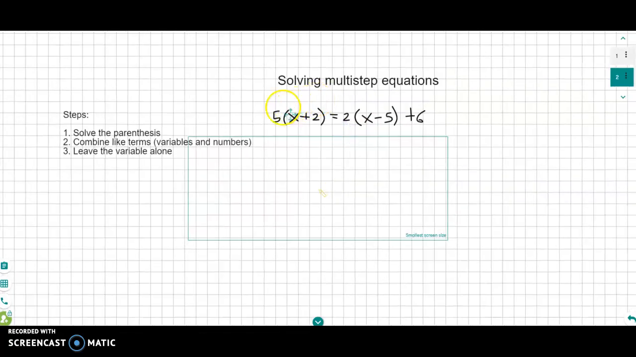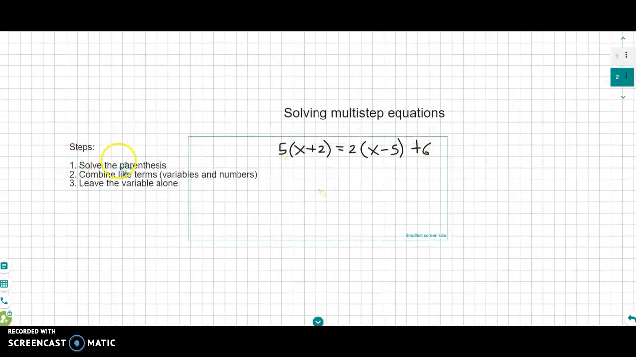So the first step that we have to follow here, we are going to take into account the following steps. First of all, we solve the parentheses in case that we have, for example, here we have two parentheses. Then we combine like terms. So what are like terms? The variables with the variables, so the x with the x, and the numbers with the numbers, okay? So we cannot combine, for example, x with minus 5 because it's a variable and it's a number, okay? So we combine variables with variables and numbers with numbers, all right? And finally, to leave the variable alone, we have to find the value of x. We are going to solve for x, okay?